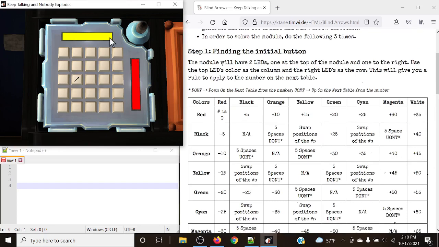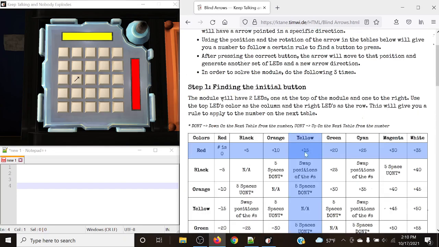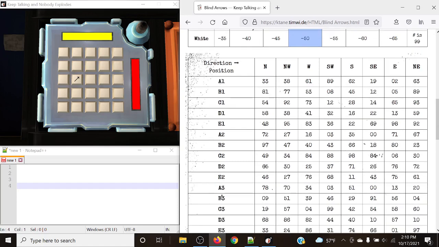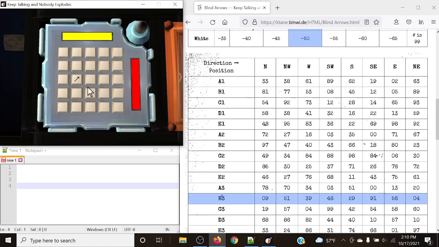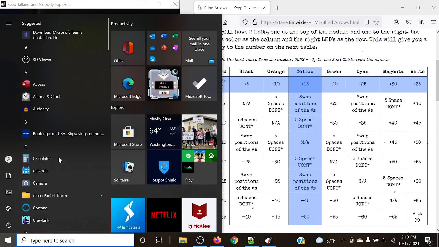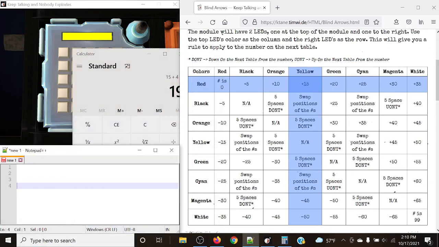So on the top here, we have yellow, and on the right here, we have red as our row. Yellow and red. So in this case, whatever number we get down here, we're simply going to be adding 15 to. So right now we are currently in Bravo 3. And the direction of the arrow is pointing northeast. So in this case, it's 4. So 0, 4. So popping out our handy dandy calculator, 15 plus 4 is 19.